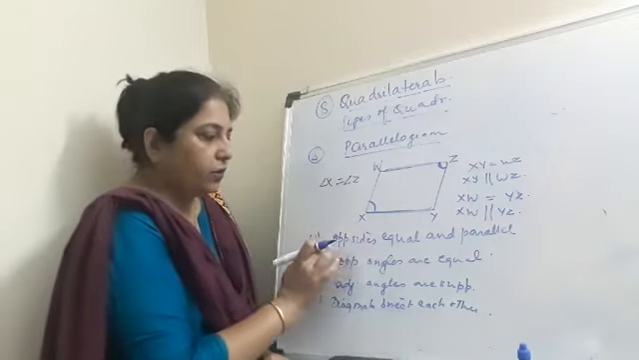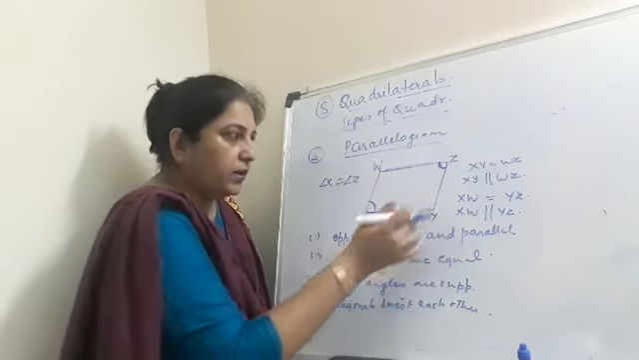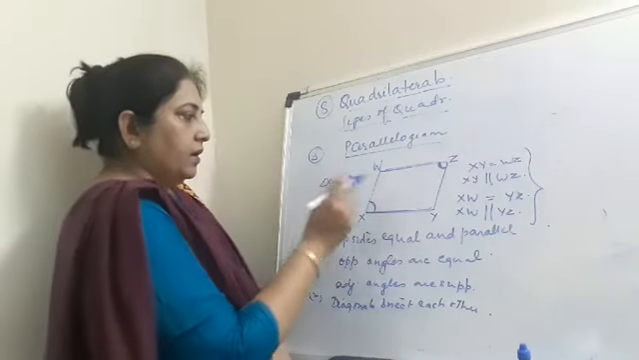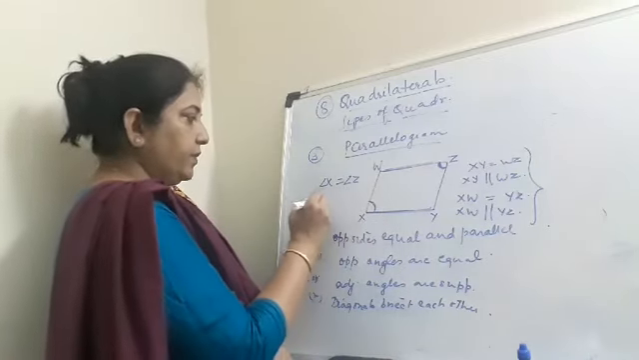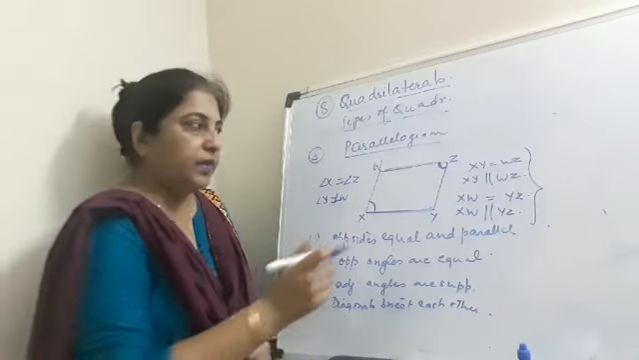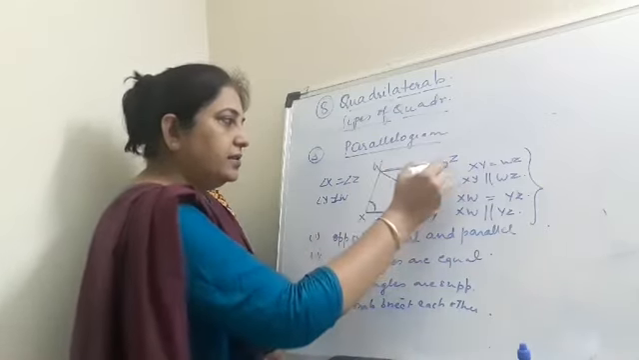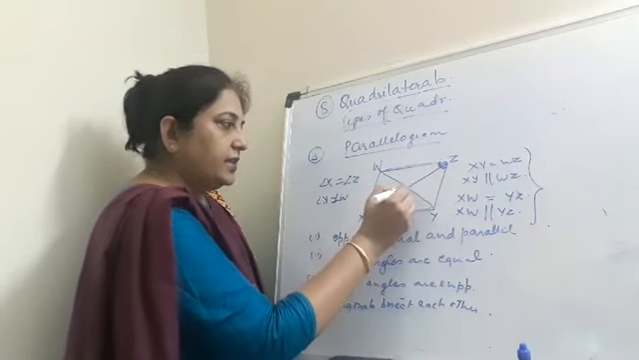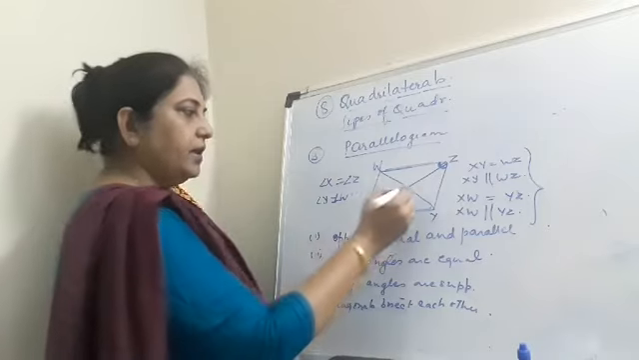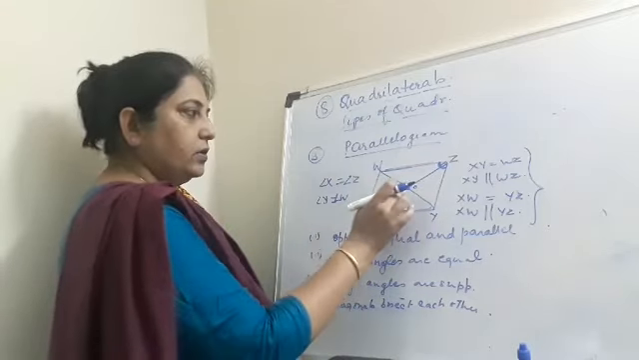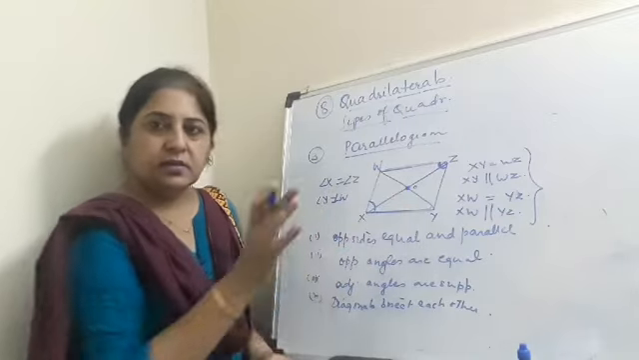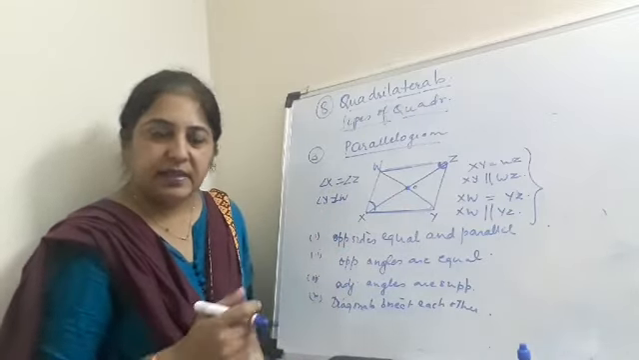So when you write the properties, children, along with that you will write these points. Then angle X will be equal to angle Z and angle Y will be equal to angle W. Then these two diagonals bisect each other. What is the meaning of bisect each other? It means OX is equal to OZ, and OW is equal to OY. This is the meaning of diagonals bisect each other.